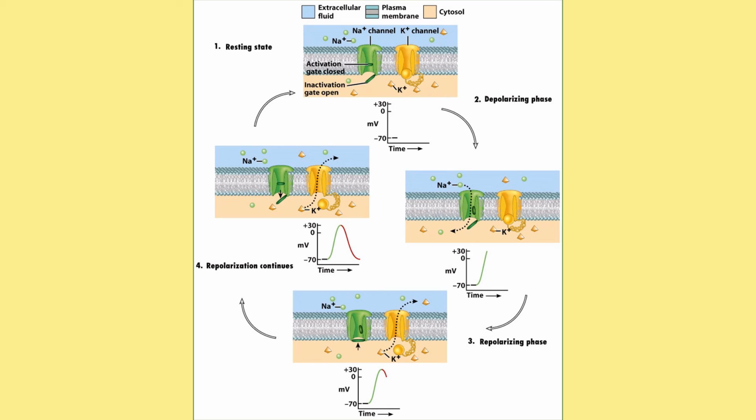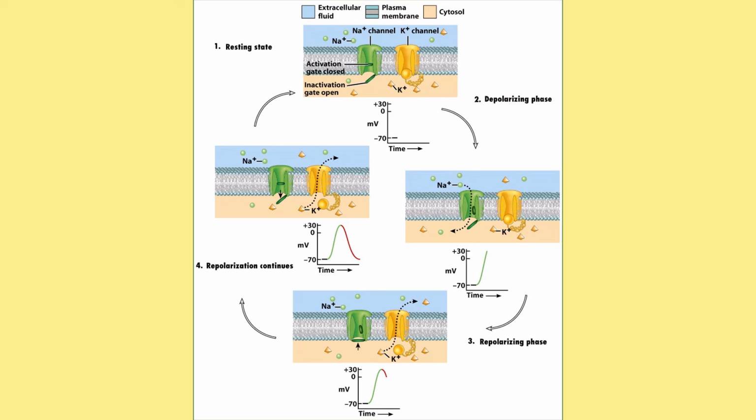So let's just review what we know about action potential, starting with number one, the neuron is at rest. It's not generating any electrical signals. There are no graded potentials. There are no action potentials. The cell is at resting membrane potential. What's going on? Voltage-gated sodium ion channels are closed and voltage-gated potassium ion channels are closed.